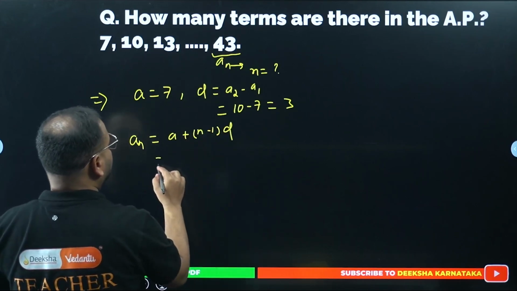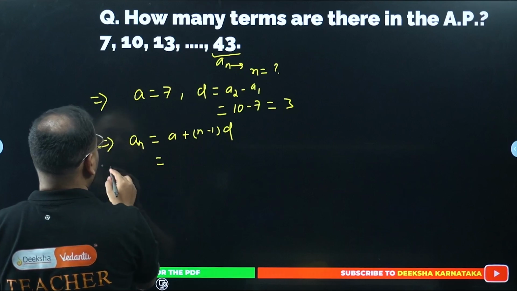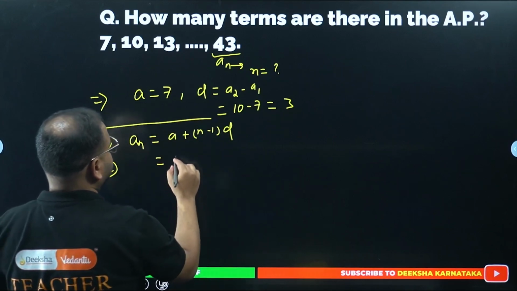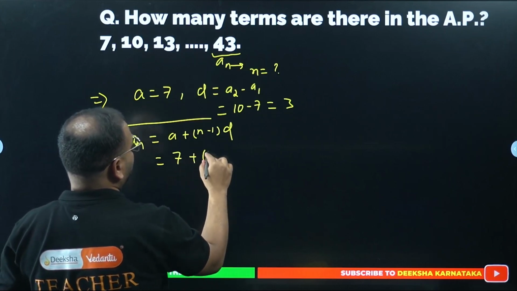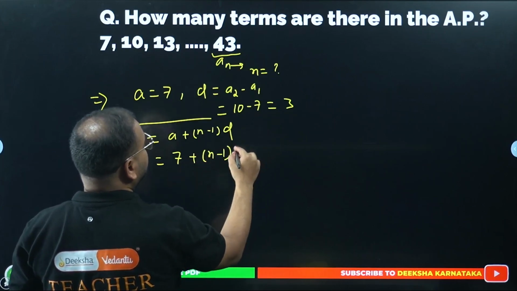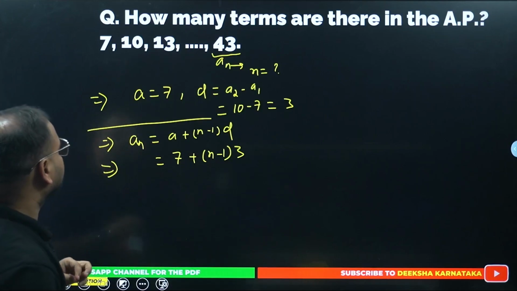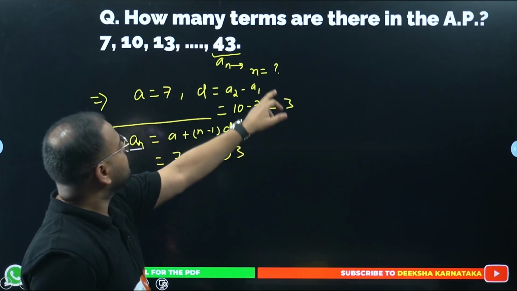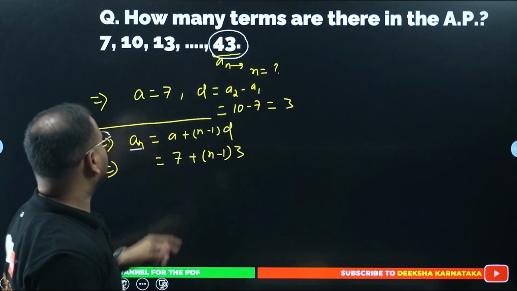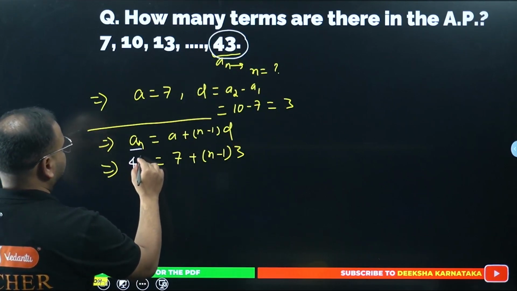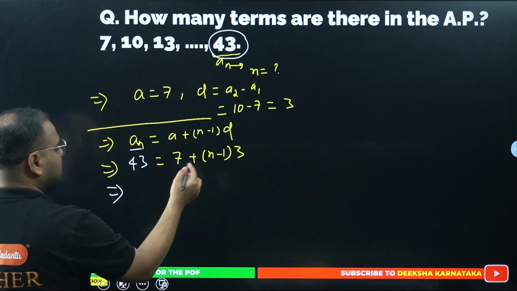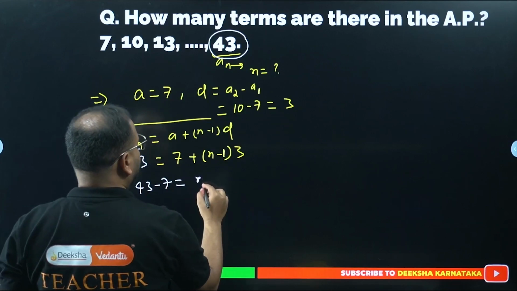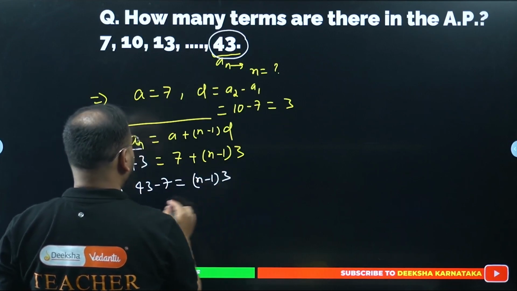Write your values here. A will be 7, n I don't know, n minus 1, D will be 3. Great. What is the An value? An is 43. So write here 43. Simplify here. One variable, one equation. Bring the 7 here. So 43 minus 7 equals (n minus 1) times 3.